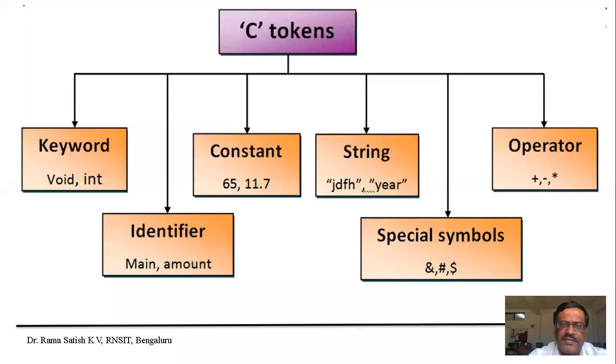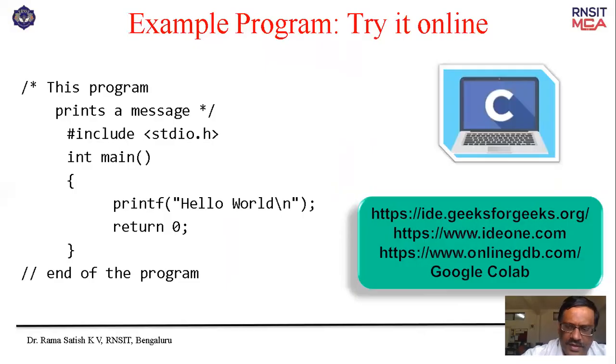Then they have used identifiers. Identifiers are nothing but the names. Identifiers are the names to identify something. If you look at the previous program, main is an identifier. Look at here, main is an identifier, which identifies this entire block. Printf is a name given to a function.